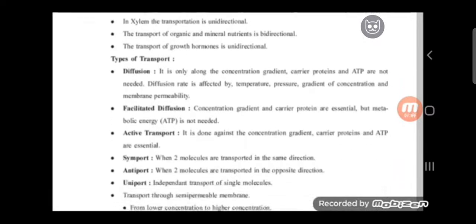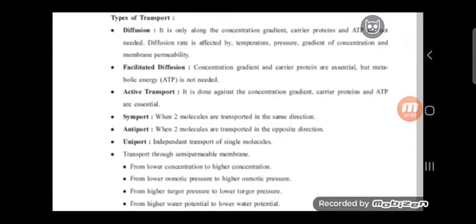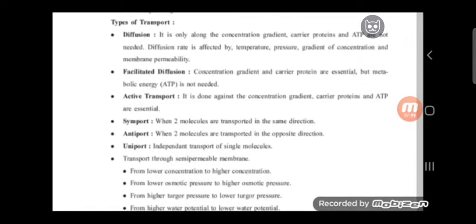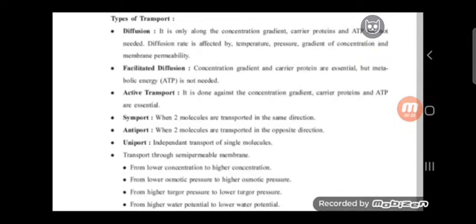Now the types of transport. Diffusion is the first type, which occurs only along the concentration gradient. Carrier proteins and ATP are not needed. The diffusion rate is affected by temperature, pressure, concentration gradients and membrane permeability.